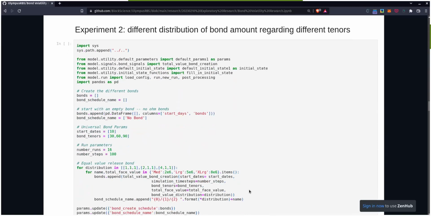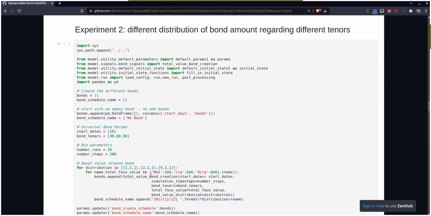In experiment 2, we have bonds of different tenors, and then we have different distributions between them. Here you can see they have the same starting date at day 10, but the 3 bonds each have a tenor of 30, 60, and 90 days. For these 3 bonds, we have an even distribution, 1 to 1 to 1 ratio, or 2 to 1 to 1, so the bond with the shorter tenor has more face value. And then there's 4 to 1 to 1, a more tilted distribution.